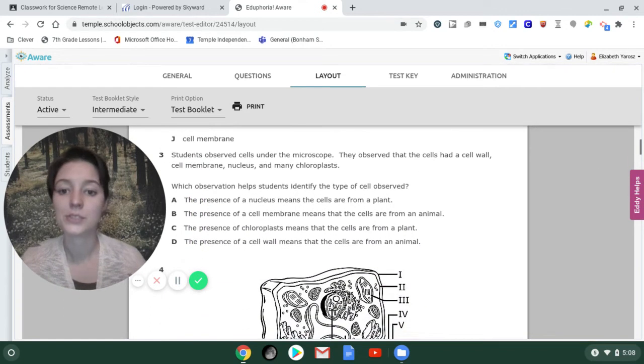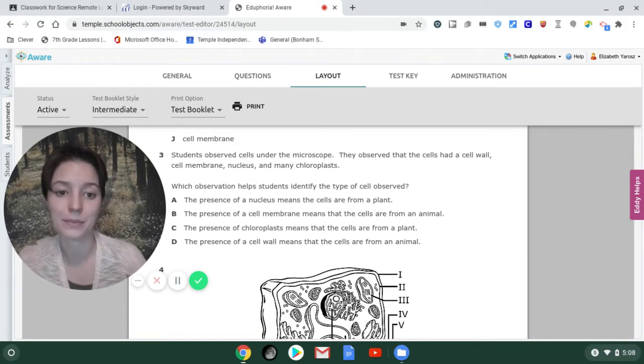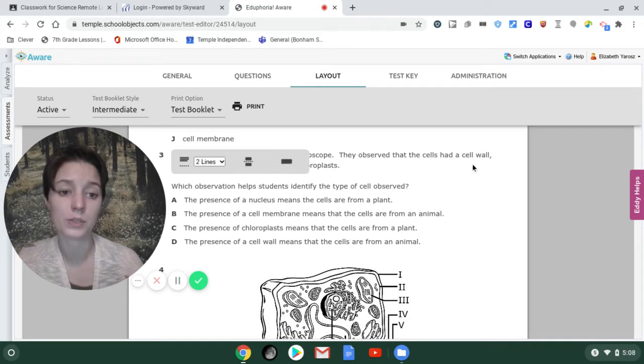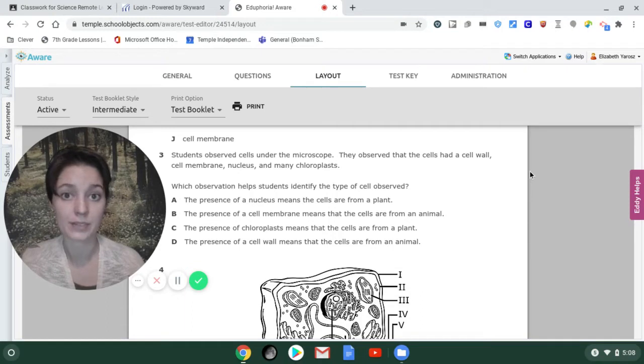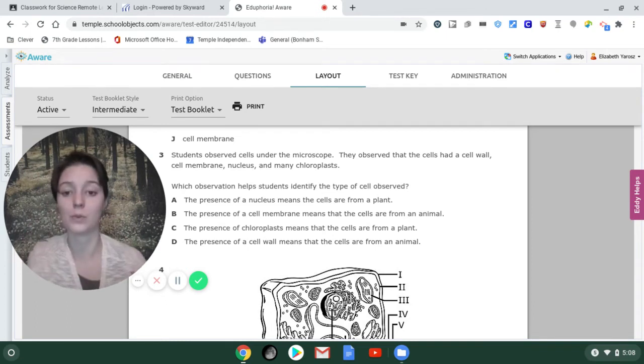Number 3, students observed cells under the microscope. They observed that the cell has a cell wall, cell membrane, nucleus, and many chloroplasts. Which observation helps students identify the type of cell observed? So hopefully if you have your notes with your table on plant cells and animal cells, you know that cell wall is only present in plants. Animals don't have it. Our cells are a lot more flexible. The plant cells, they're more rigid. They have that brick wall, that cell wall.